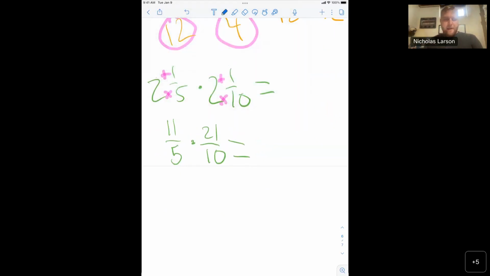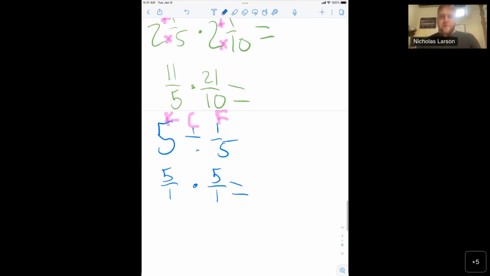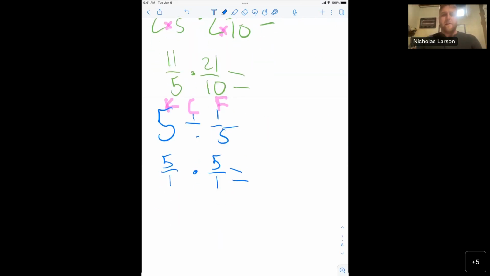And last but not least, we had one of those pesky division problems. So again, I'm going to rewrite a whole number of 5 like this. Okay, keep, change, flip. Keep my numerator or my first number, change this to multiplication and flip this over here. So I just have to do 5 times 5 and 1 times 1.